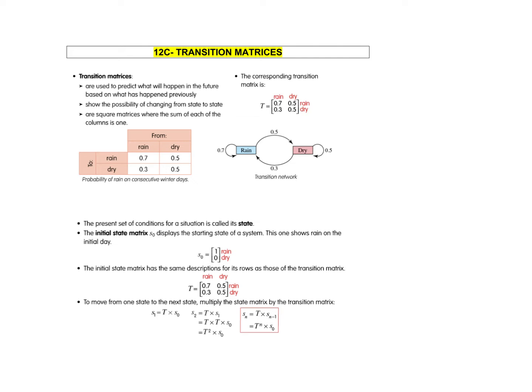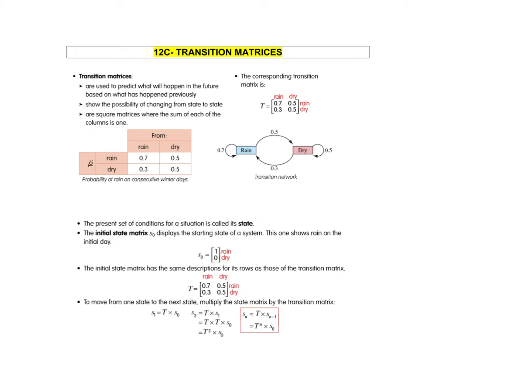The example we're going to work through at the start is that they've looked at all the stats and whether it would rain on the day or whether it'll be dry on the day. As I said, a transition matrix is used to predict what will happen in the future, and they've based it on data they've gathered previously.